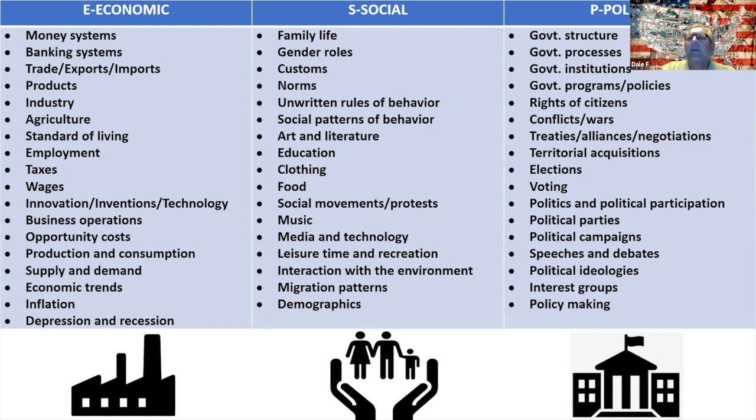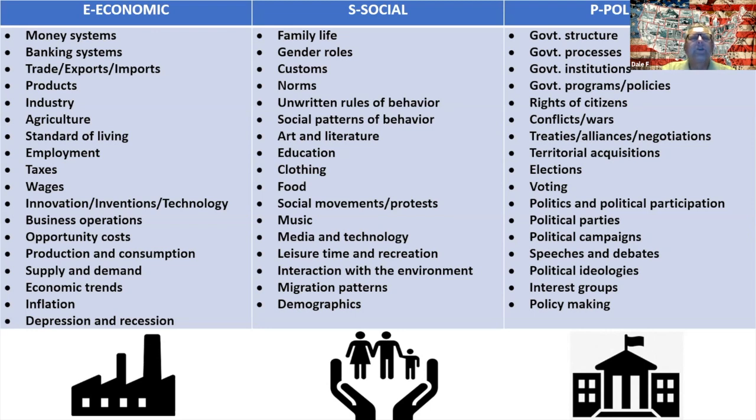Okay, and the last category is political. So in political, obviously, it's a lot of government-related items, and it's also related to interactions with other countries. So collectively, this is your ESP. So whenever you come across a term or an event or a person or a place, you should be able to remember it by putting it into one or several of these categories.